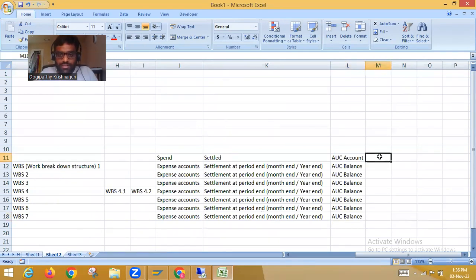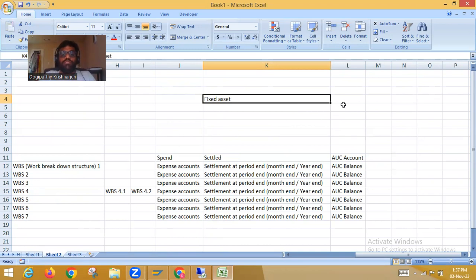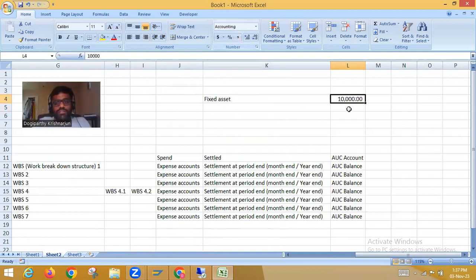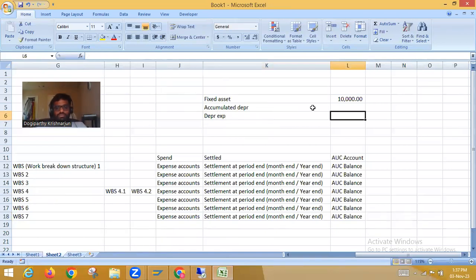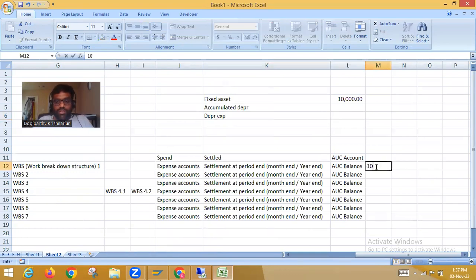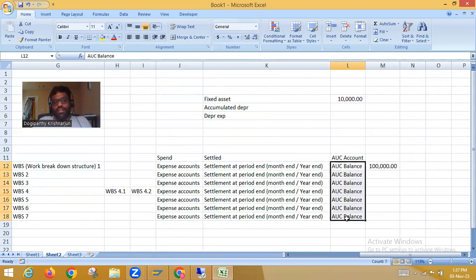But the difference between asset under construction and fixed asset that we discussed is that asset under construction is not a finalized asset fully, which means it will not have the features of a fixed asset. For example, if a fixed asset has a 10,000 value of APC, acquisition production cost, accumulated depreciation will keep happening, and the month-end depreciation expense will keep going into the profit and loss account. This asset under construction has a 10,000 value until it is fully settled and a final asset is created. So this will not go through the depreciation cycle. It will sit as a balance in the asset under construction account itself.